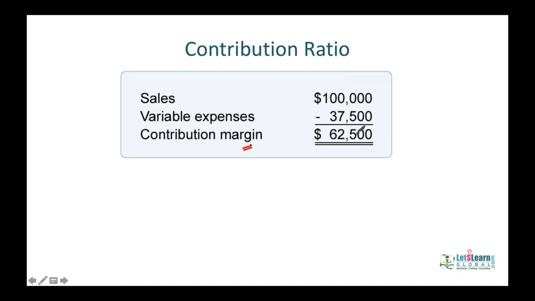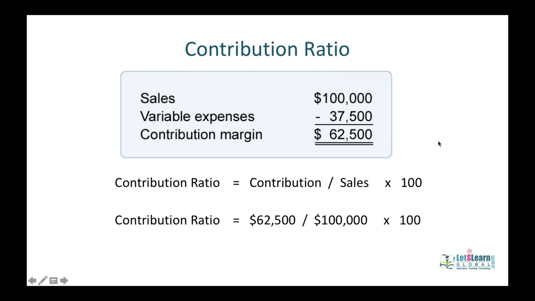So contribution here is 62,500, whereas the contribution margin is 62.5%. 62,500 divided by sales times 100 is 62.5%. This is nothing but, again, see, variable cost is 37.5%, 37,500 divided by 100,000. So the contribution margin ratio is expressed in percentage, contribution over sales times 100, that is 62.5%.